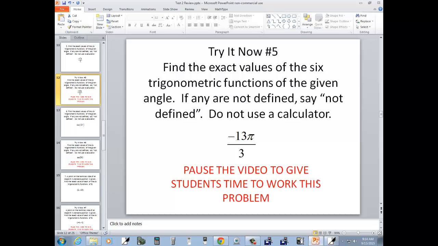Now this is our 5th try it now problem. So go ahead, same instructions. We got negative 13 pi over 3. Go ahead and pause the video. Give students time to work this problem. And after they've had some time, then as always, unpause the video. I'll quit saying that. Whenever you see the red, just pause the video and let them work it. And then when they're done working it, play it and they'll see the solution.